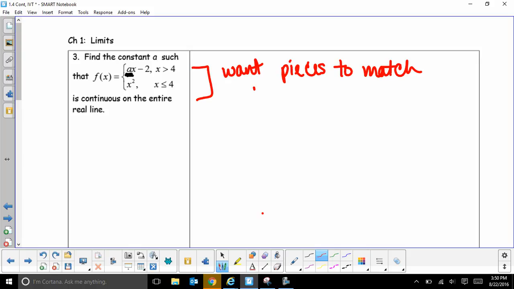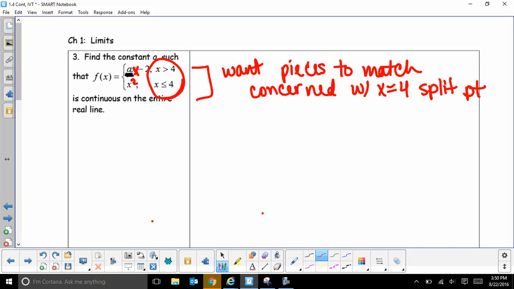So I'm concerned with x equals 4 because that is my split point. And that's where they may not come together. Because if I look at them on their own, the top part is a line because it has degree 1, just plain x, and the bottom part is a parabola because it's squared. So I really can just hone in on this split point and see if they match up or if they don't. I don't have any continuity problems with the pieces on their own.